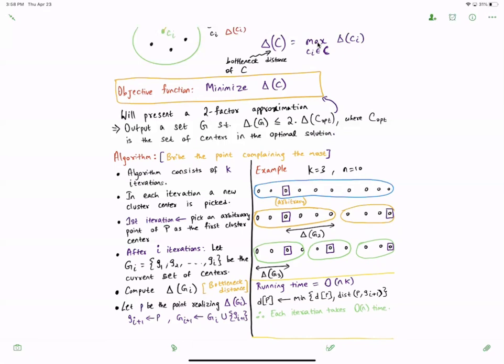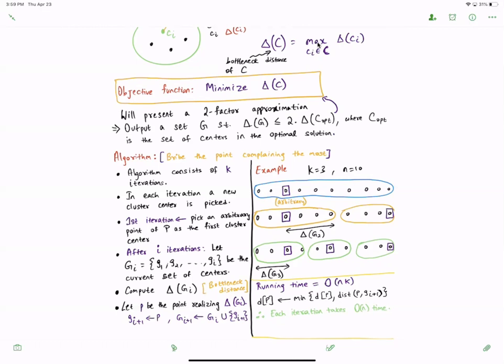Okay, so now the running time of the algorithm. I'm claiming this can actually run in order of nk time. To do that, we just need this one variable, small d of p. We need this variable for every point p in your data set. Initially you initialize it to infinity, but in general, in every iteration, it keeps track of the distance of point p to its closest cluster center.